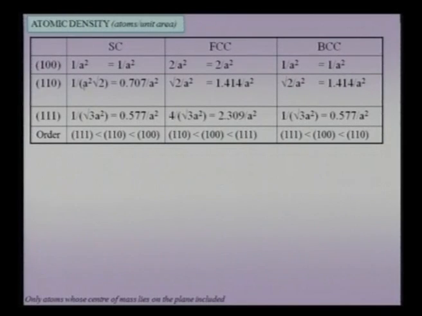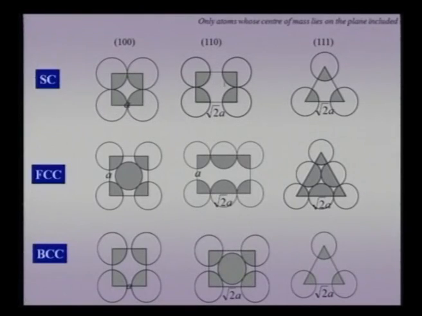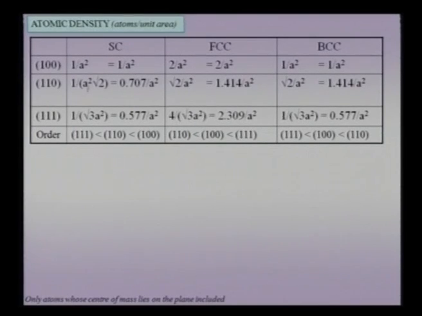If you look at the 110 plane, so this is my 110 plane in the simple cubic structure. As you can see, the atoms are only touching along the 100 direction and not along the 110 direction, which is this direction. Therefore, my area, this is root 2a and this is a, so my area will be root 2a into a, and the number of atoms is again 1. So, my density will be 1 by root 2 a square, which is 0.707 by a square.